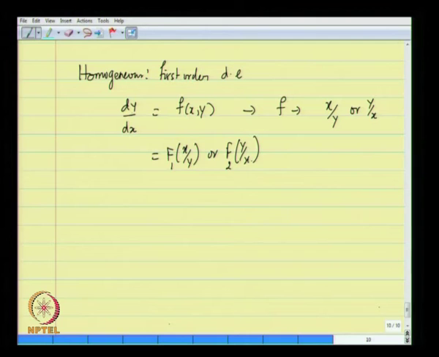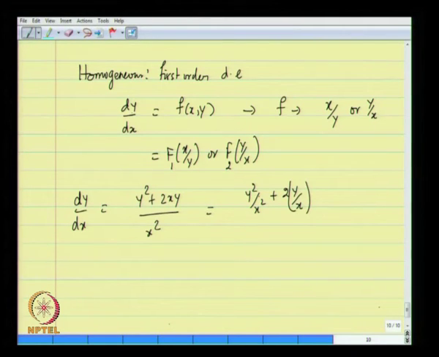Okay. An example is, dy by dx is equal to y squared plus 2xy by x squared. Now, it is clear that if you divide the whole thing by x square on the right hand side, you have y square by x square plus 2y by x. You see immediately that this is what the function depends on. It is y by x whole square.